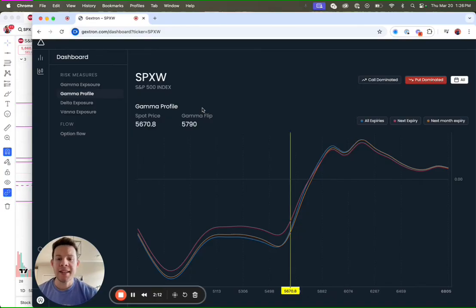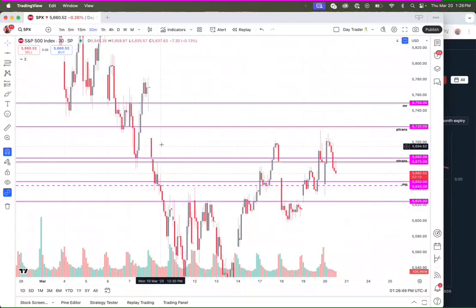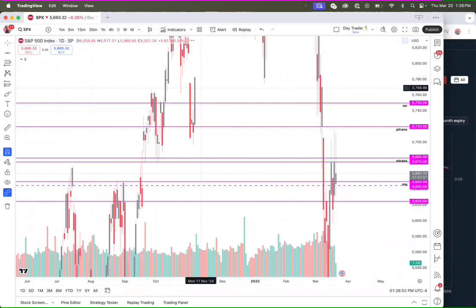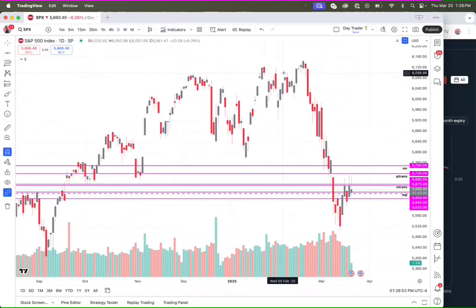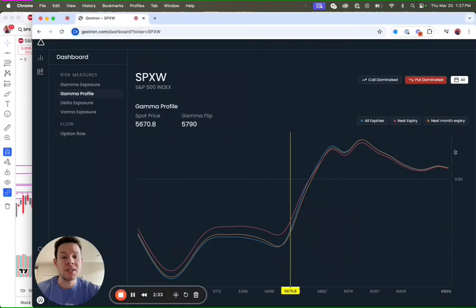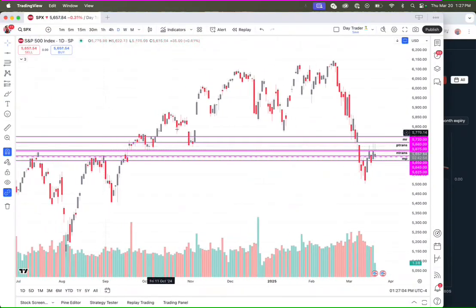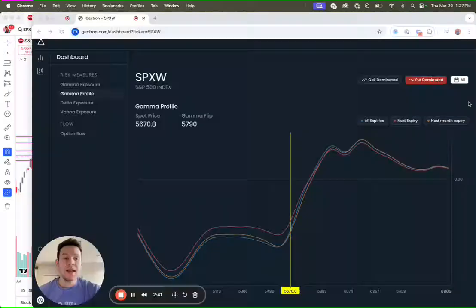When we are above this price level, the market is going to be very, very bullish, extremely bullish, and we've seen it time and time again. To give you an example on the chart, if we go to TradingView, these moments around January, we were extremely bullish and above the gamma flip point. You'll see this time and time again, even earlier in December, October, and November.